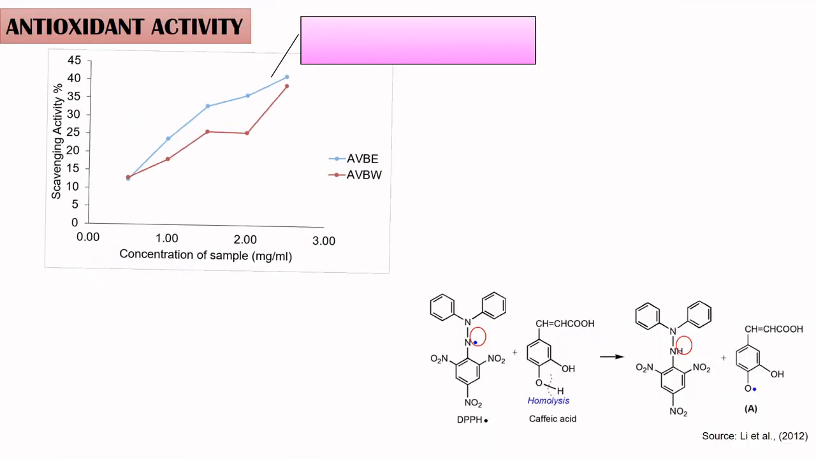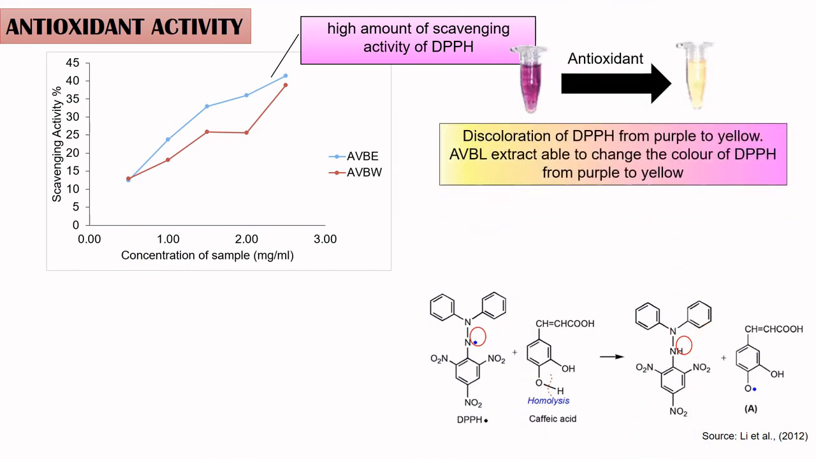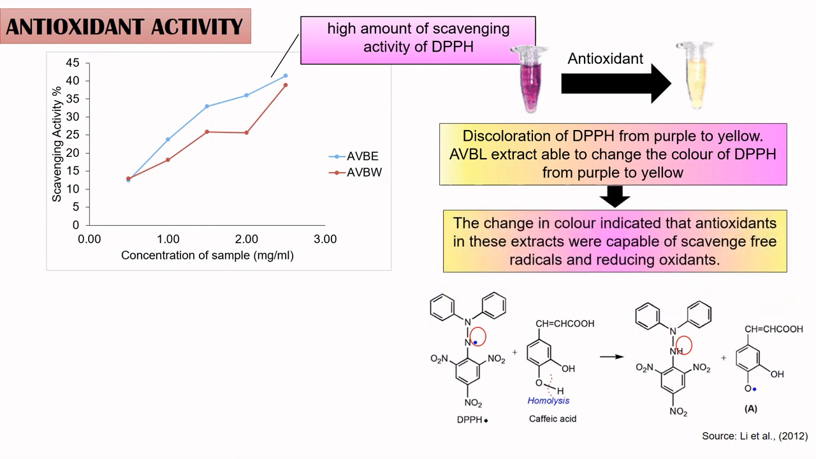The graph shows the scavenging activity of the plant extract using DPPH. From this graph, we can see that AVBE shows higher scavenging activity compared to AVBW. Besides that, visually, we can also see the discoloration of DPPH from purple to yellow if there is antioxidant. In this study, the extract was able to change the color of DPPH from purple to yellow. The change in color also indicates that the antioxidants in this extract were capable of scavenging free radicals and reducing oxidant.